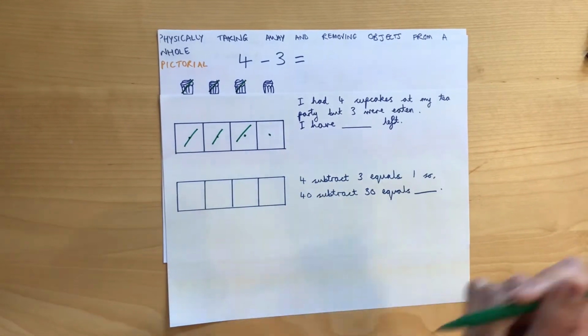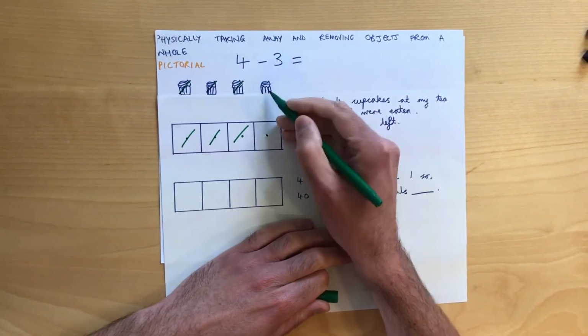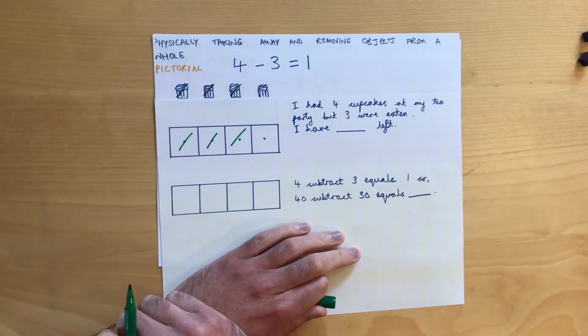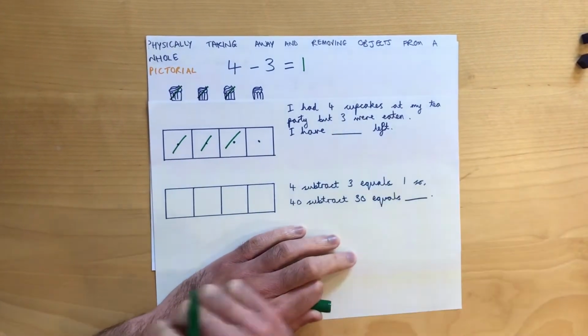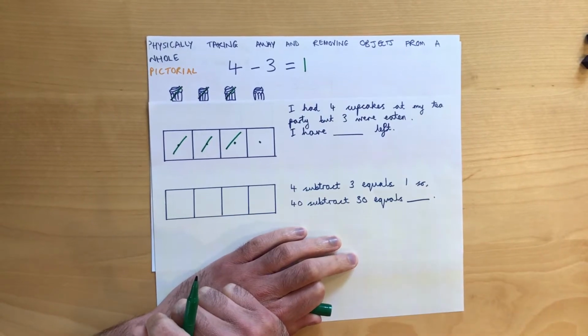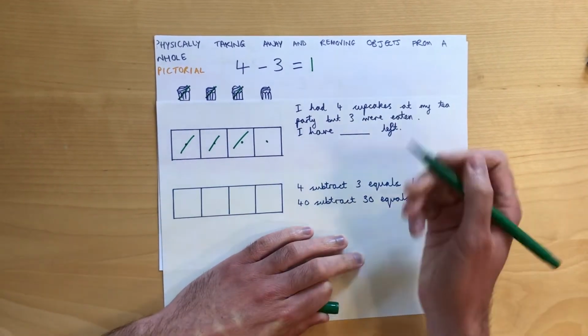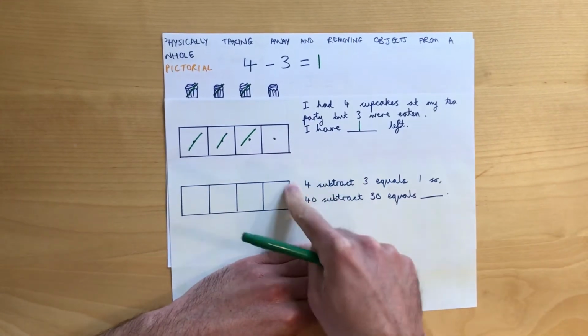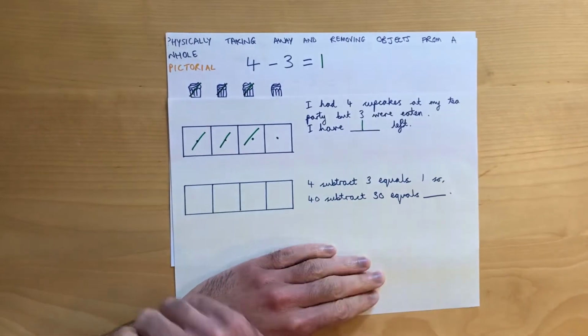So the answer to my number sentence is 4 subtract 3 equals 1, and I can see my 1 there as well. My sentence reads, I had 4 cupcakes at my tea party, but 3 were eaten. I have 1 left. Moving on, you can now make this a tens number sentence.